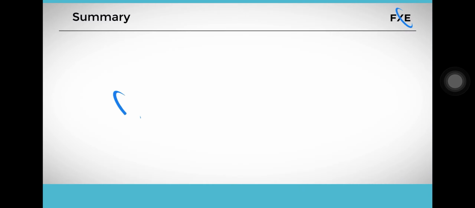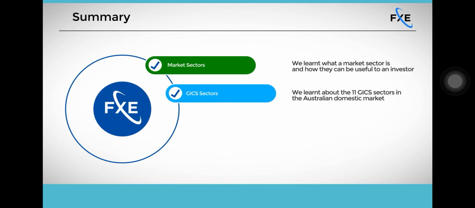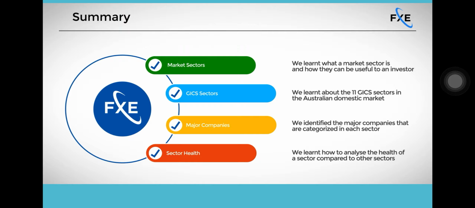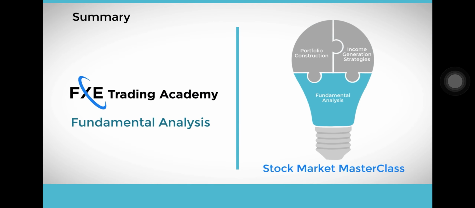In this lesson, we have learned what a market sector is and how they can be useful to an investor. We've learned about the 11 GICS sectors in the Australian domestic market. We identified the major companies that are categorized in each sector. And finally, we learned how to analyze the health of a sector compared to other sectors. This concludes section 2 of the fundamental analysis module. In the next section, we will learn how to determine the value of an individual share using fundamentals like price to earnings ratios and earnings per share data.